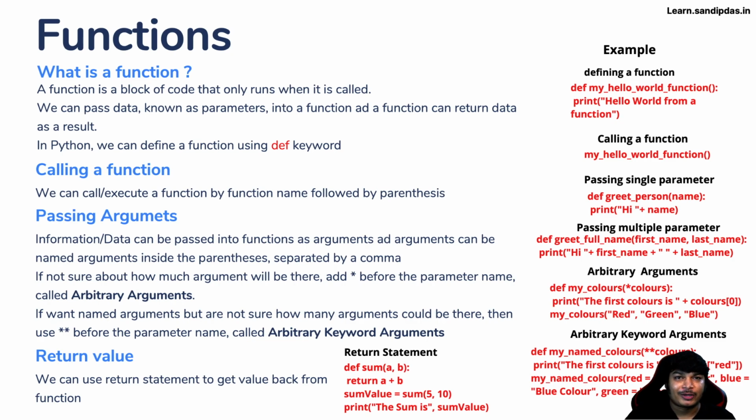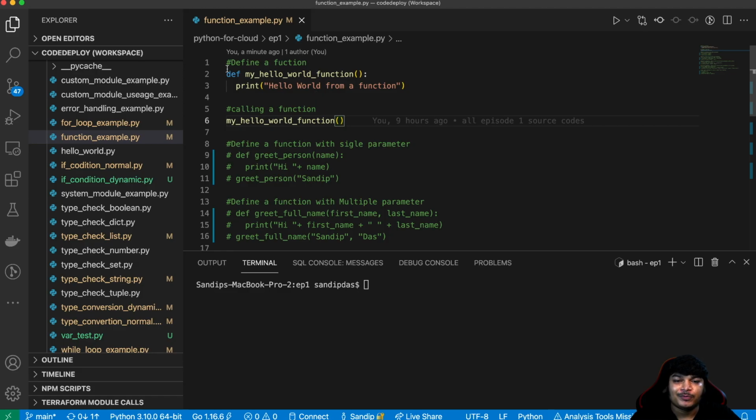Now let me show you a quick example so you can understand what a function is and how to write a function. So here you can see we are using the def keyword and then the function name, my_hello_world function, and here I have given indentation. After that we are giving the function block. In the function block I'm just printing hello world from a function. Now how do we call a function? We are just giving the function name and using parentheses after the function name. So this is how we can call a function.